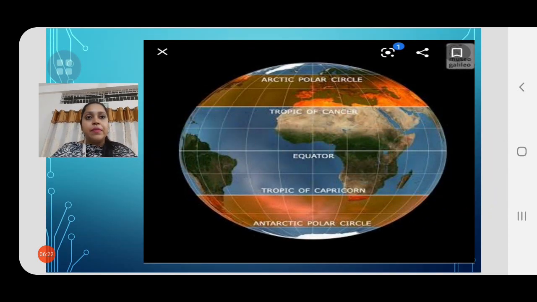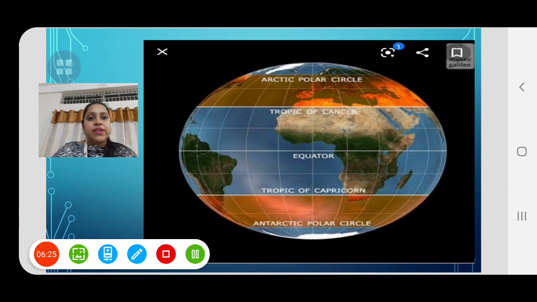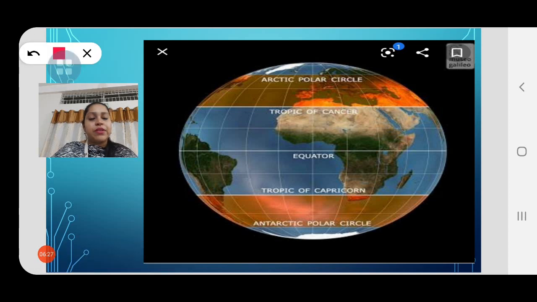Now children, here you can see a picture of the various latitudes, and I'll tell you where the temperate zone is. The temperate zone is from the Tropic of Cancer to the Arctic polar circle, and from the Tropic of Capricorn to the Antarctic circle. In the northern hemisphere from the Tropic of Cancer to the Arctic circle, and in the southern hemisphere the Tropic of Capricorn to the Antarctic circle. This area is called the temperate zone.